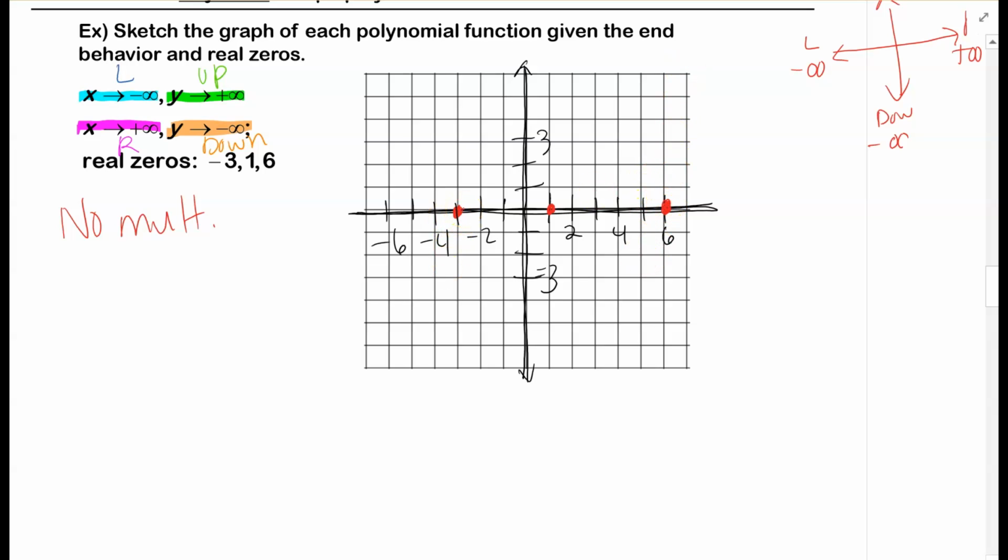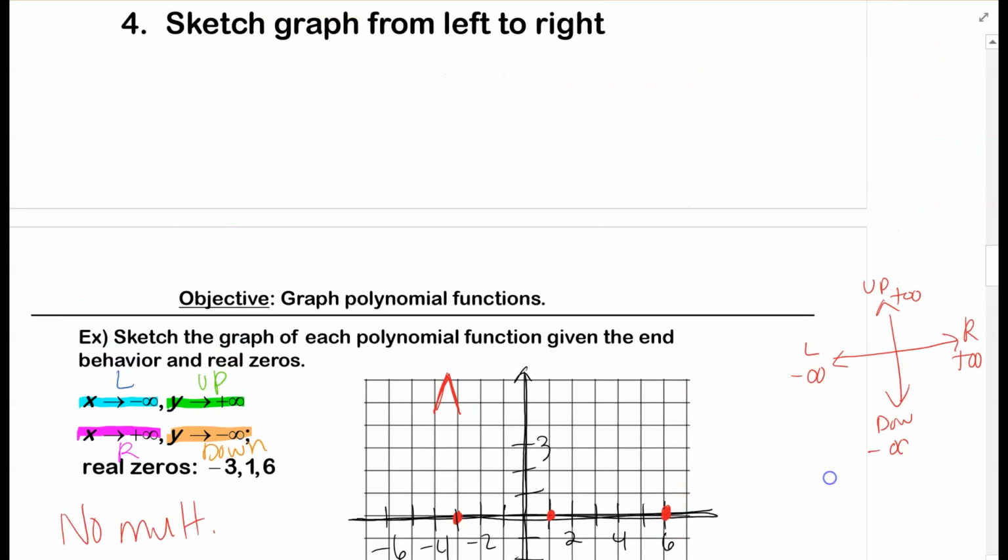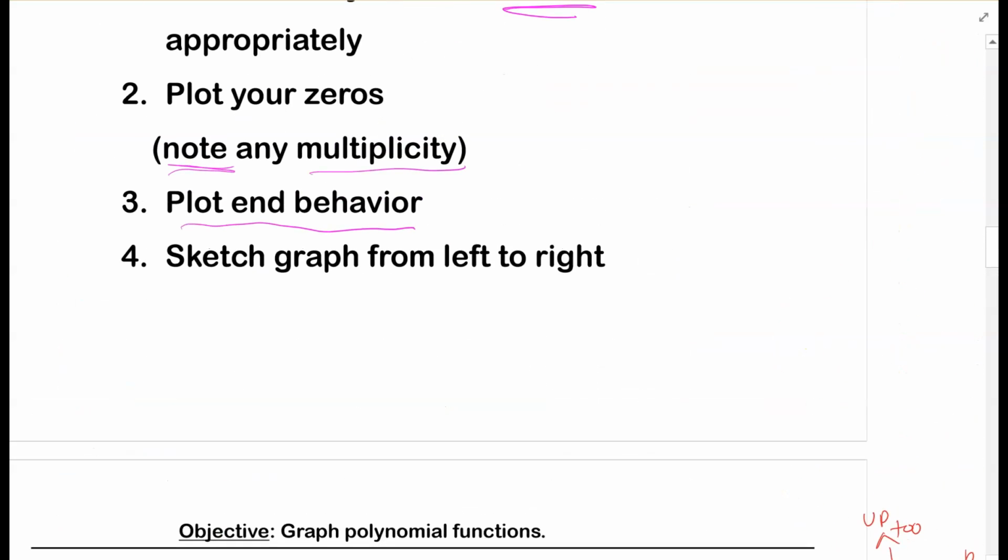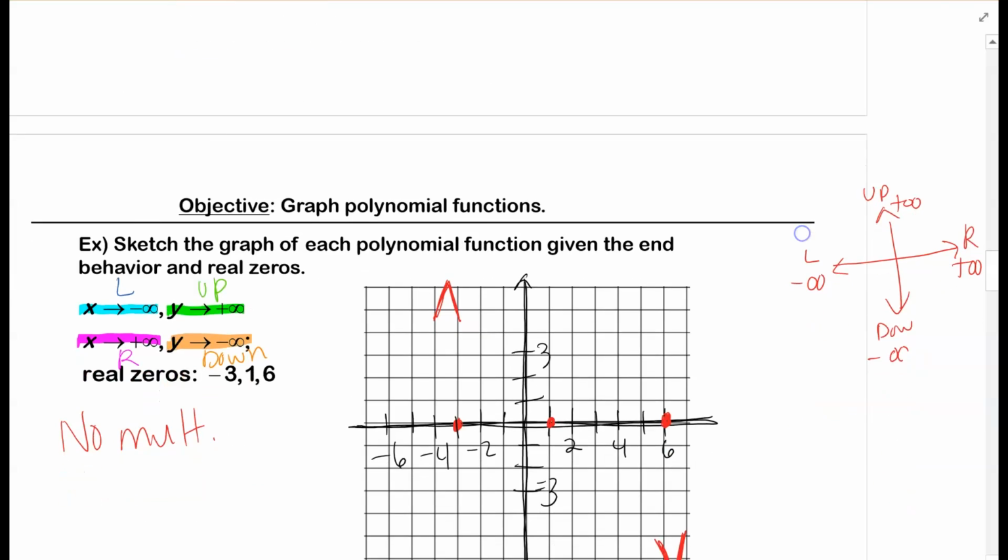So look at the end behavior. I have the left side is going to go upwards. So my left side of the graph needs to go upwards. So I'm going to draw my arrow kind of closer to the dot here. I'm going to draw my arrow up here because my left side is going to go up. And then my right side of the graph is going to go down. So if I go to the right side of the graph, I'm going to go draw an arrow down here because it's going to go downwards. Okay, so I plotted the end behavior and now I have to sketch the graph from left to right.